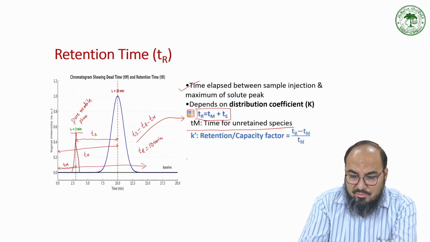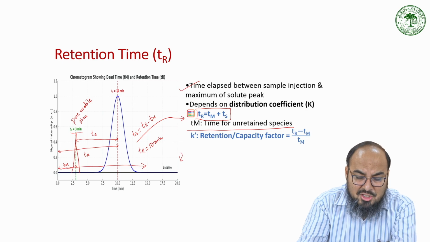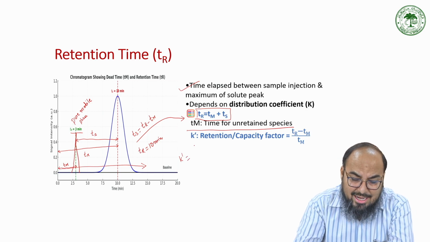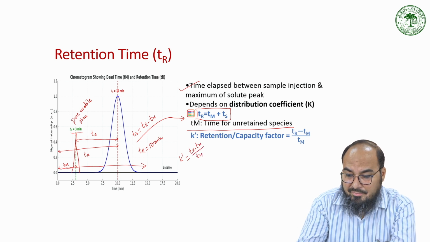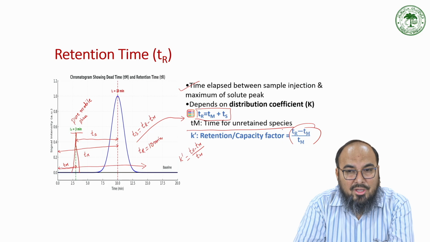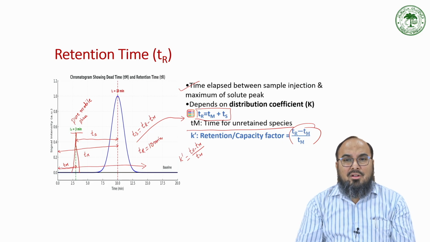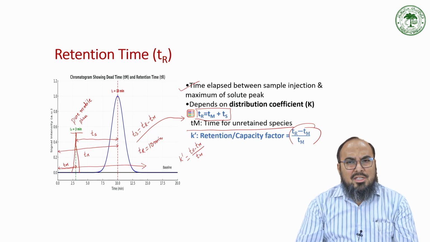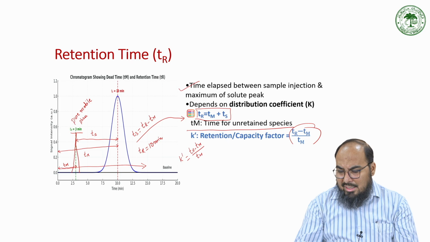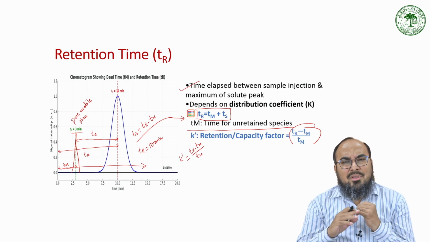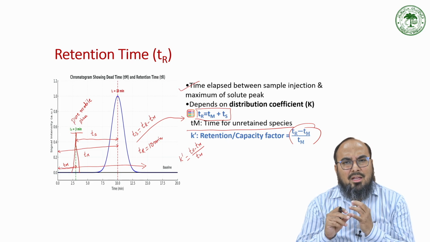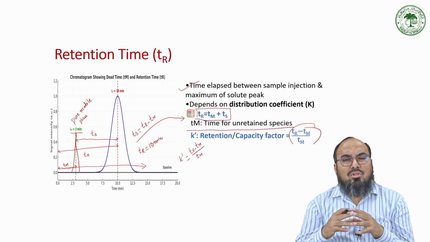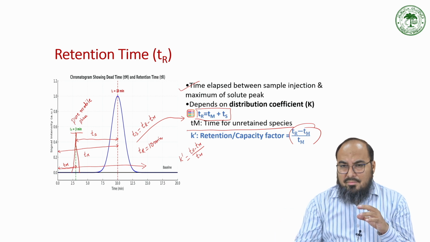So retention, now we can calculate it in terms of K dash, which is the retention factor or capacity factor, and this K dash is equal to simply TR minus TM upon TM. Okay, so this is the retention capacity or retention factor, or sometimes it is also called capacity factor, and we are going to explore this in our coming slides. So now the things are clear that TM is the time taken by the solvent molecules alone, and TR is the time taken by the solute molecules through the mobile phase. Okay, so let's move forward.